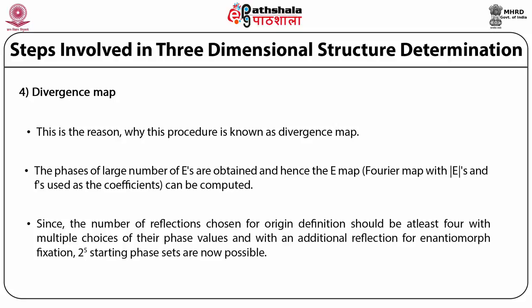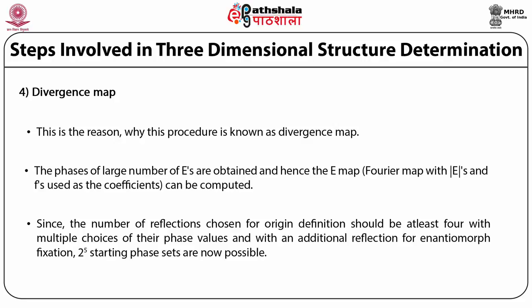Since the number of reflections chosen for origin definition should be at least 4, with multiple choices of their phase values, and with an additional reflection for enantiomer fixation, there are totally 2^5 starting sets possible. That is why it is known as multiple solution. Direct methods are multi-solution in nature, but a single solution can be chosen using figure of merit calculation.